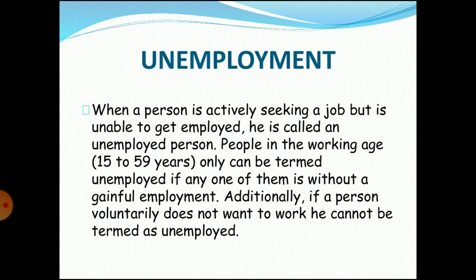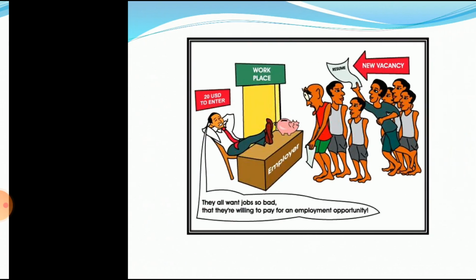Now, in case of India, we have unemployment in rural and urban areas. However, the nature of unemployment differs in rural and urban areas. In rural areas, there is seasonal and disguised unemployment. Urban areas have mostly educated unemployment. Now we'll study one by one what is seasonal and disguised unemployment and what is educated unemployment.